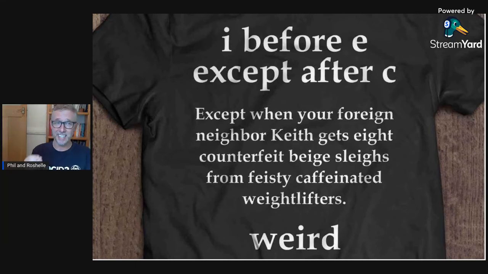But it's such a sticky rule that it feels true, except for when your foreign neighbor Keith gets 8 counterfeit beige slaves from feisty caffeinated weightlifters. I love this. I want to get this t-shirt one day, right? But that shows you that rhyme is reason.